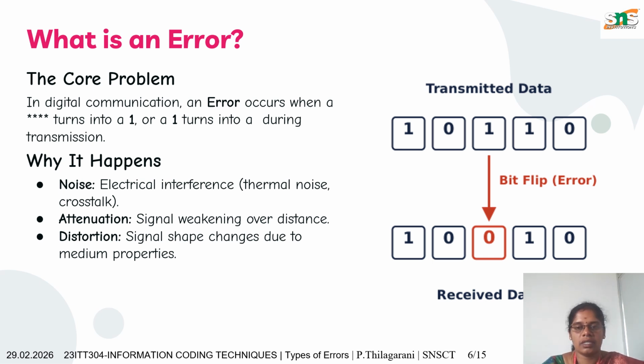First we transmit the data 10110. Here that is 5-bit data. The receiver gets 10010 instead of 10110. The receiver receives the data, the bit is flipped, and that caused the error.